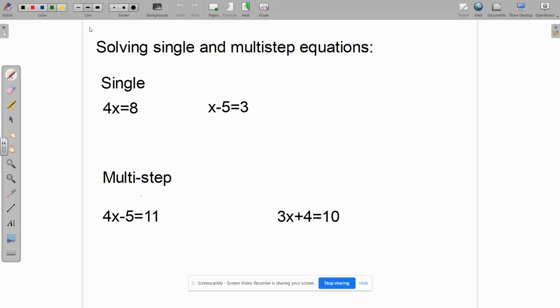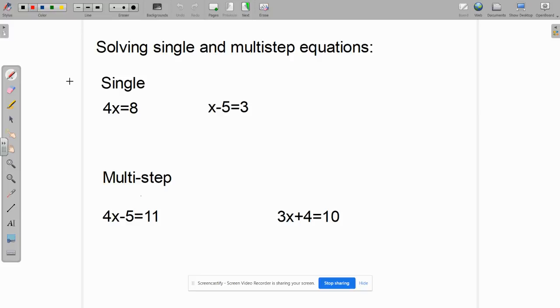Hey guys, so if you're coming from the other video, welcome back, and if this is the first video you're seeing, today we're going to be going over single and multi-step equations and how we're going to go about solving them. So this will be a little more in-depth explanation as to how we're going to go about this and how to follow these simple steps.